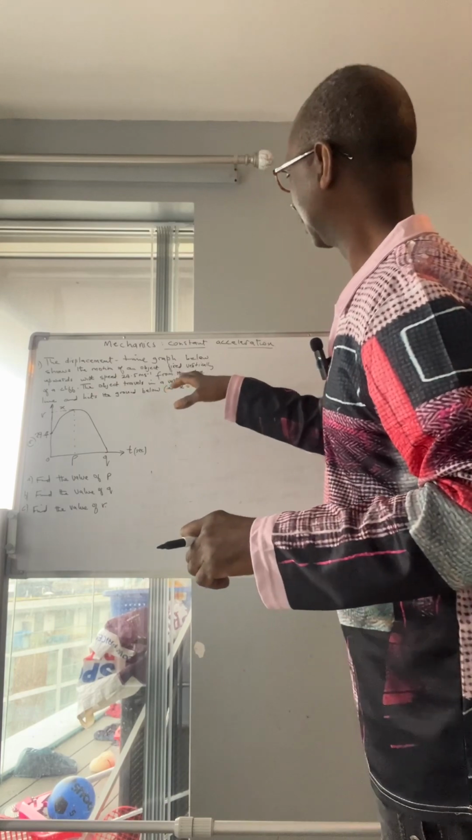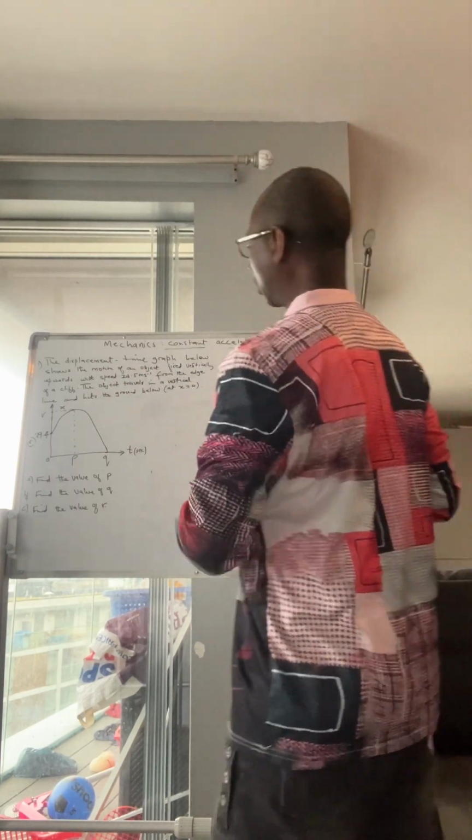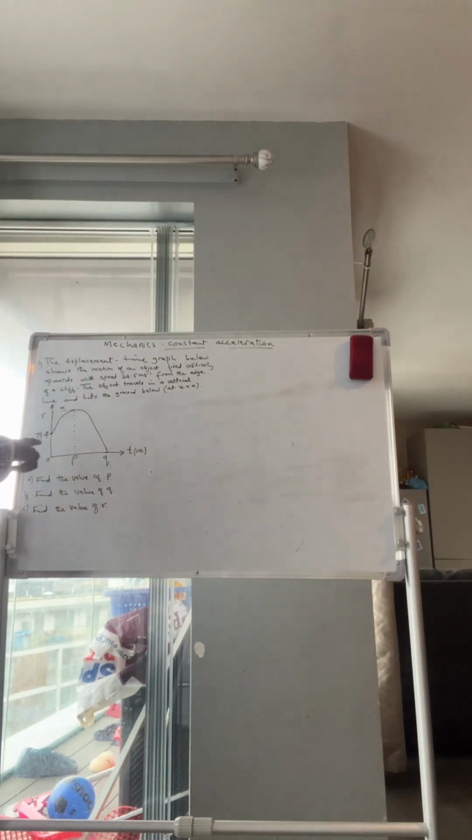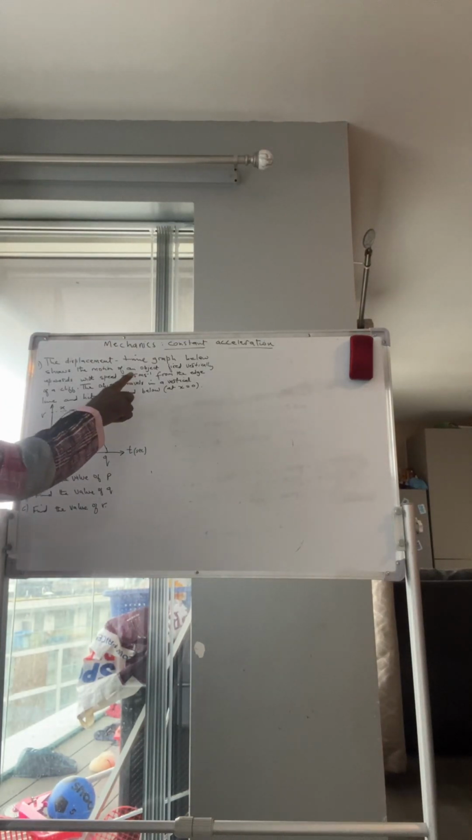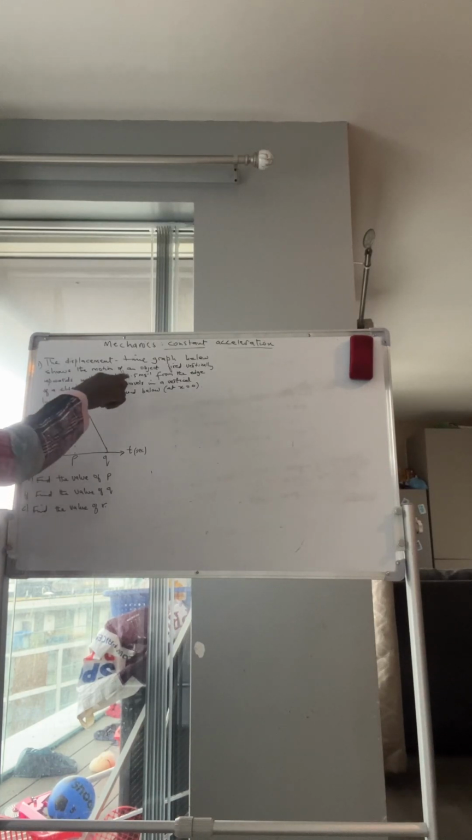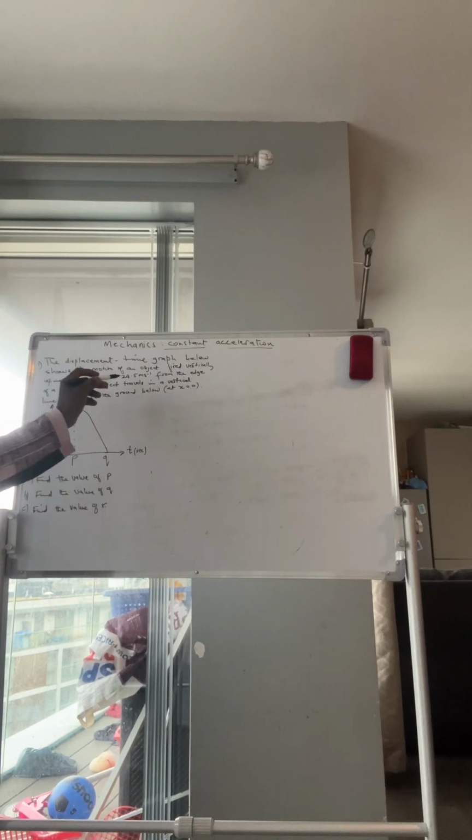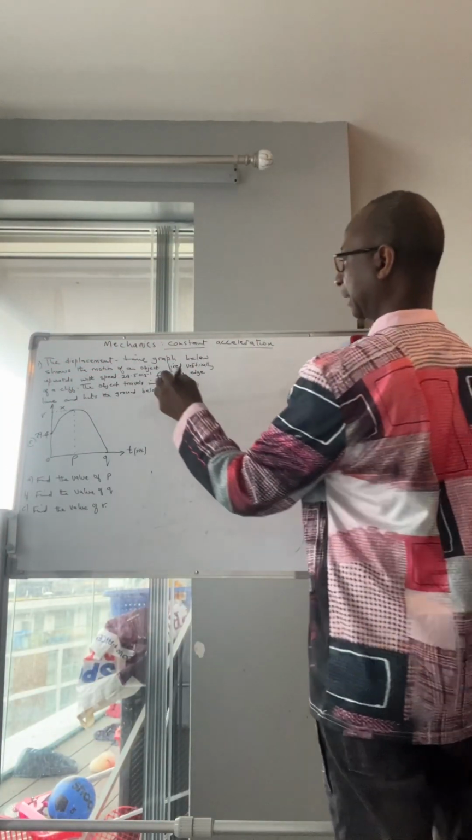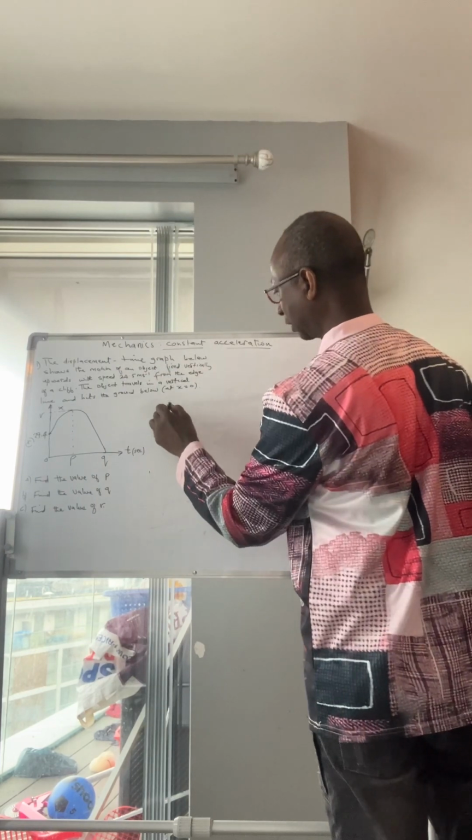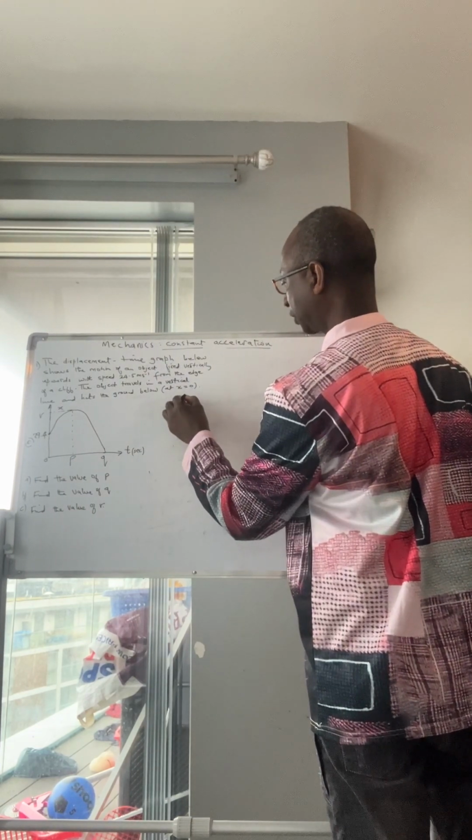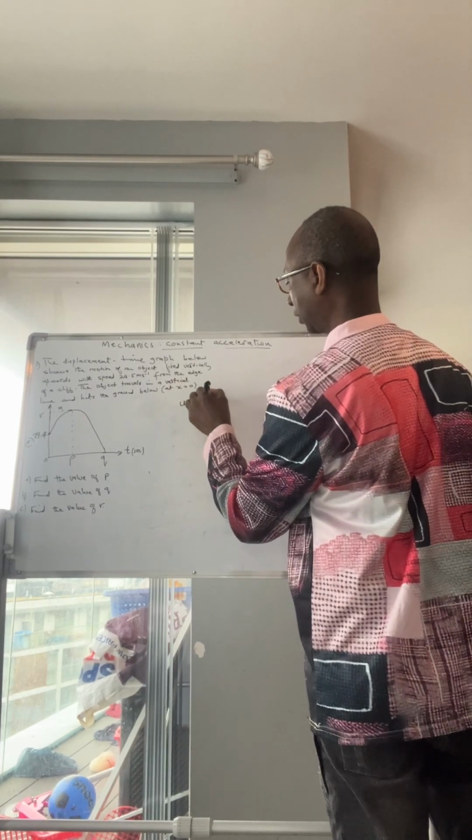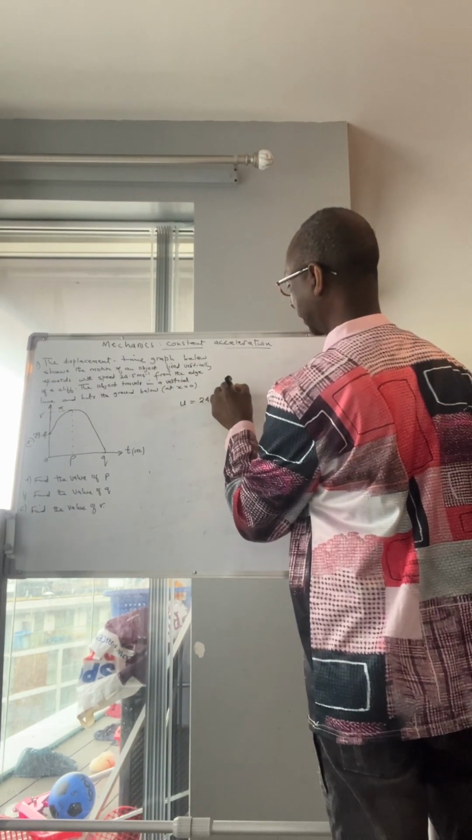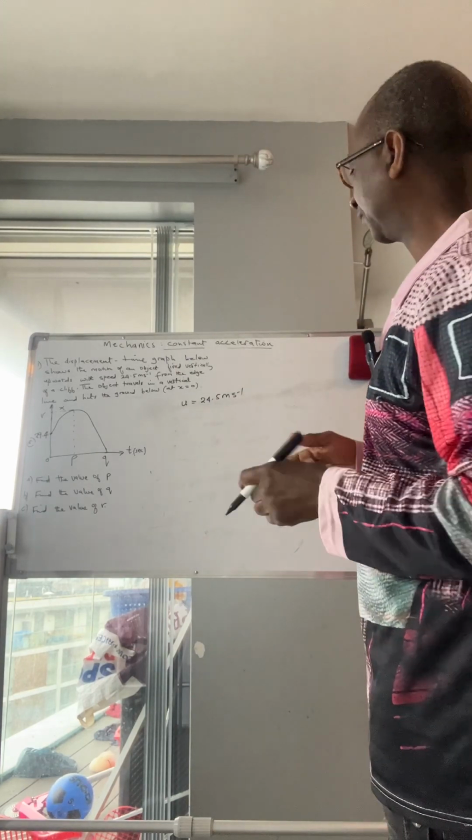We are given the speed. Because the firing of the object starts from this point, its speed here should be the initial speed, which is 24.5 meters per second. So initial speed, which is u, equals 24.5 meters per second. And what is the final speed?